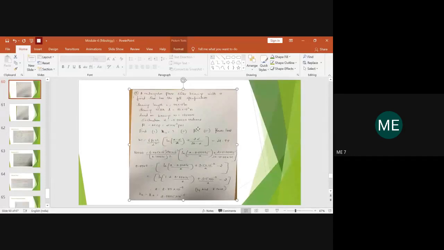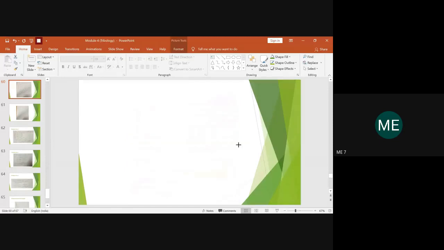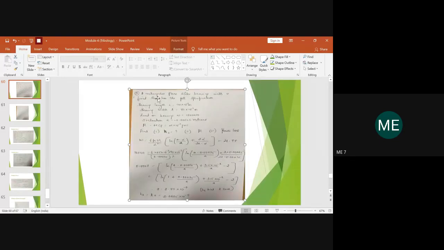So you can solve and let me know. Please take down the question. It is a rectangular plane slider bearing with a fixed shoe. It has the following specifications. The bearing length is 90 into 10 raised to minus 3 meter, and the bearing width is 75 into 10 raised to minus 3 meter. They have already given it in meters, so don't convert it again.